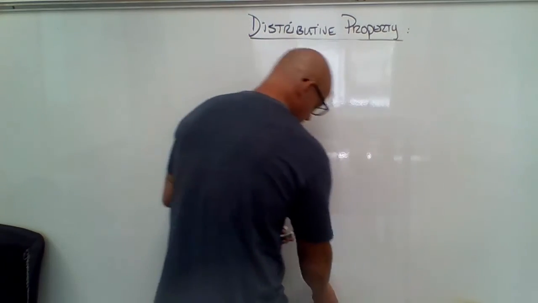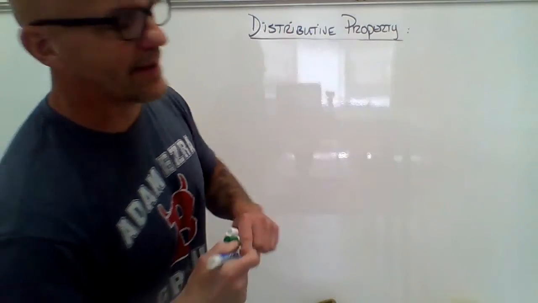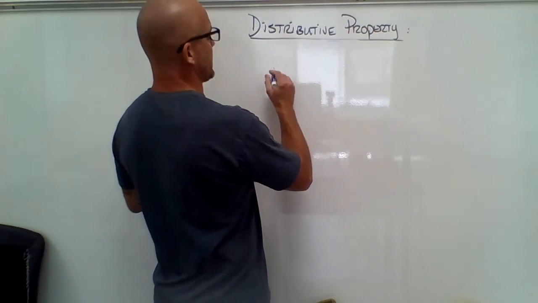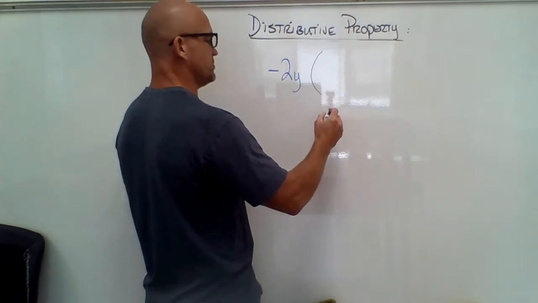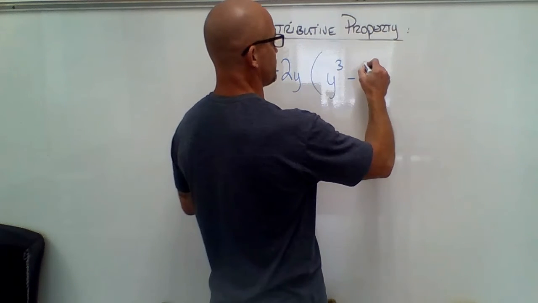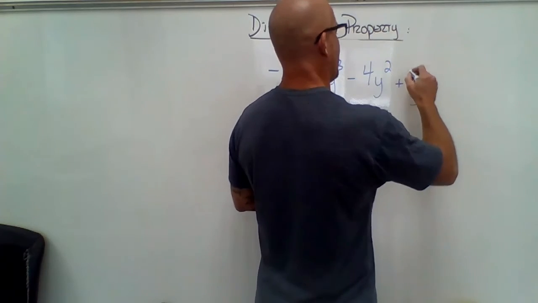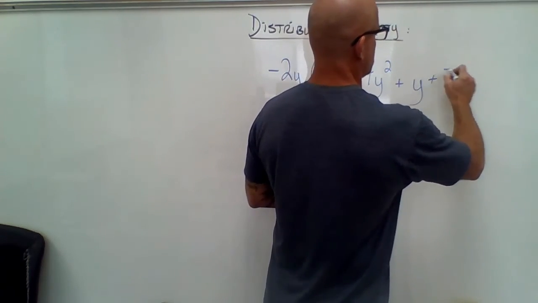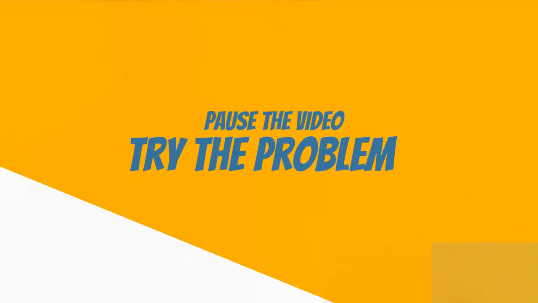I'm going to put another one up here. Let's have you pause the video. Let's have you try it. Then you can come back and check your work. So let's take negative 2y, and let's distribute that into y cubed minus 4y squared plus y plus 7. So go ahead, pause the video, give it a whirl.